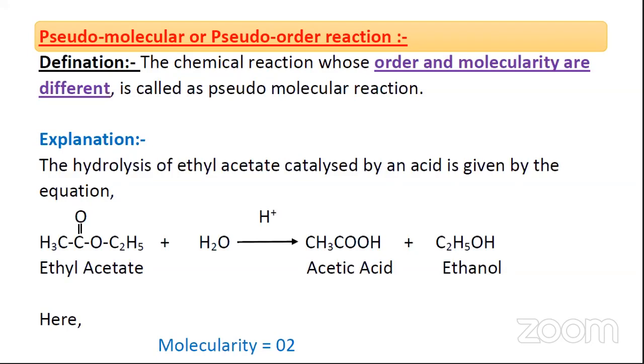For example, okay, let us see the example. The hydrolysis of ethyl acetate catalyzed by an acid is given by the equation. हे प्रॅक्टिकल आपण SY मध्ये केलेलं आहे. ओके, methyl acetate किंवा ethyl acetateचं hydrolysis. So this is the ethyl acetate. It is undergoing hydrolysis in presence of acid and it gives the products such as acetic acid and ethanol. Hydrolysis means breaking the bonds of the given reactant by using water molecules.